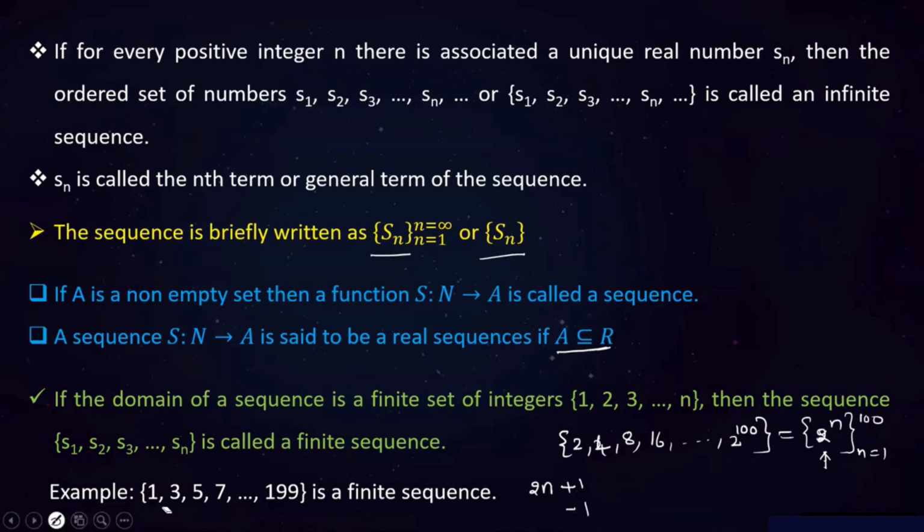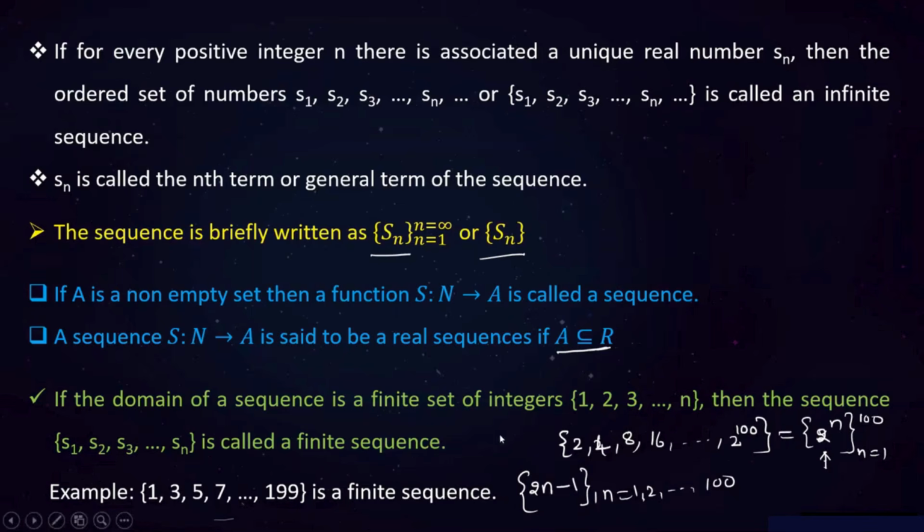So here I need to get these odd numbers when n starts from 1. If I take 2n plus 1 here, for n equal to 1, it starts from the third number, the second odd number. Since I want 1 to be the first number, I'll take this as 2n minus 1 here. So the sequence here is 2n minus 1, where n takes values from 1 to 100. When you take n equal to 100, we'll get the last number as 199. That's how this is a finite sequence.